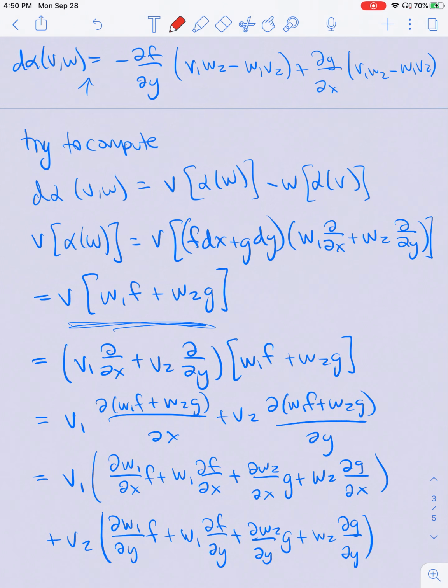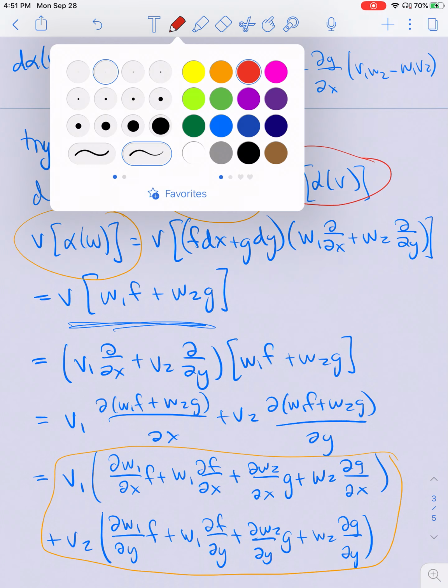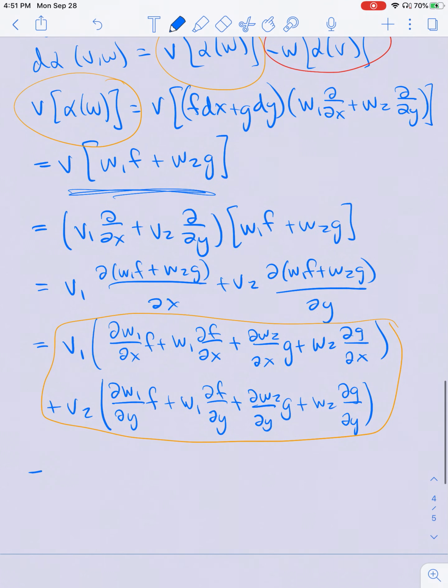So now what I need to do is take this formula. This is my formula for v applied to alpha of w. So now I need to also add another term, so I need to deal with this part. So when I actually add it all back together, I'm going to subtract off, basically doing the exact same thing, but switching the roles of v and w. So this will be w1 dv1/dx f plus v1 df/dx plus, actually, you know what?